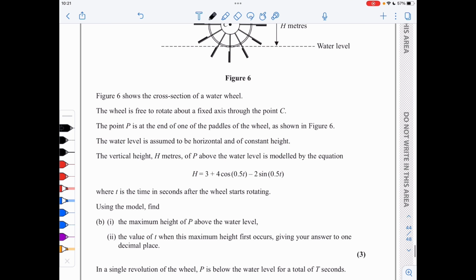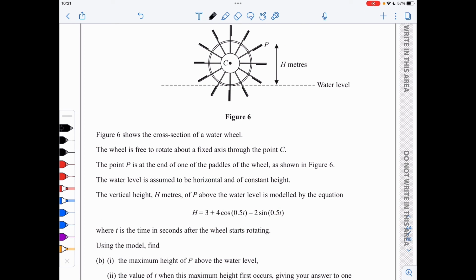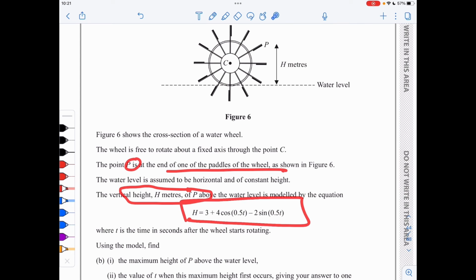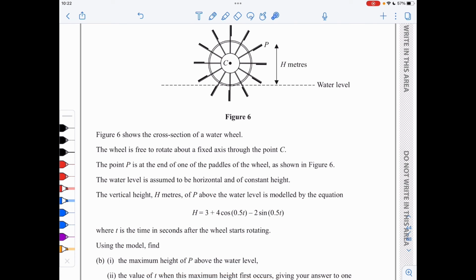In B, we've got this modeling question. We are modeling the point P at the end of one of the paddles of the wheel. We are modeling the height of P, H meters above the water level through this equation here. And we need to use this model to find the maximum height of P above the water level, as well as the value of T for which this maximum occurs.